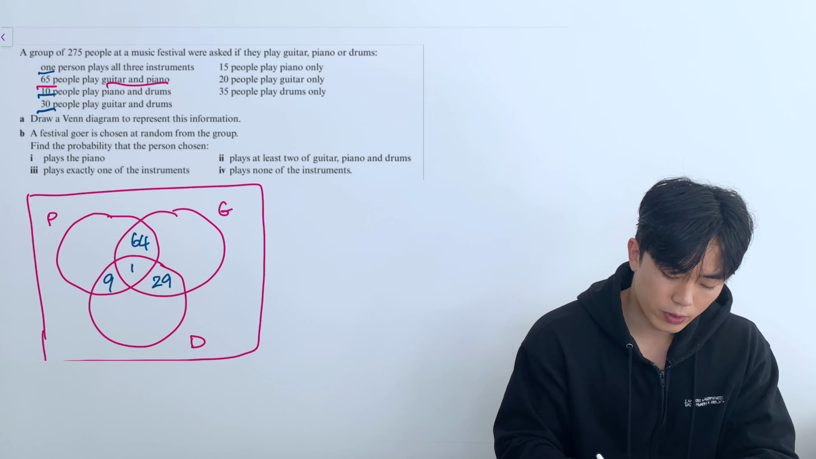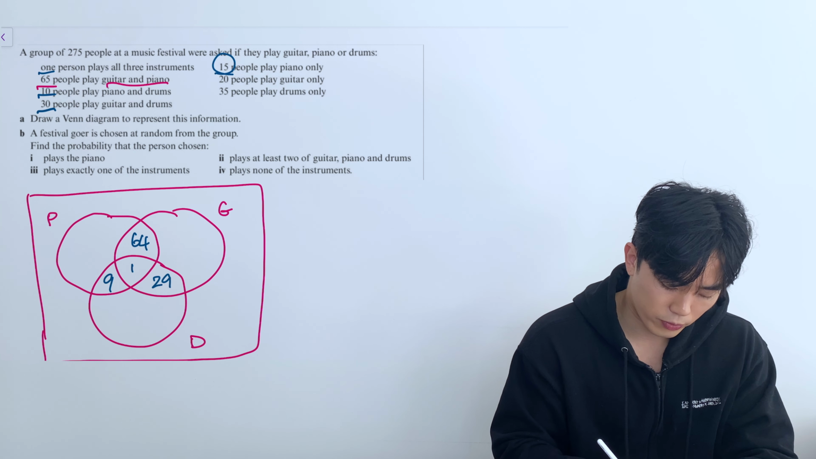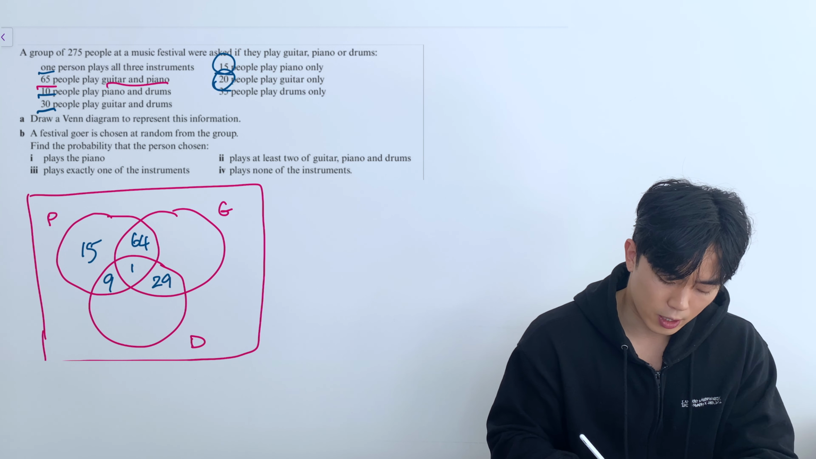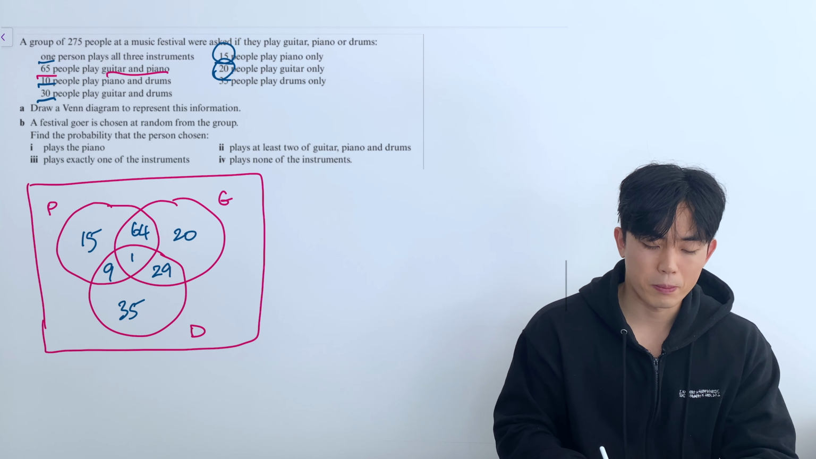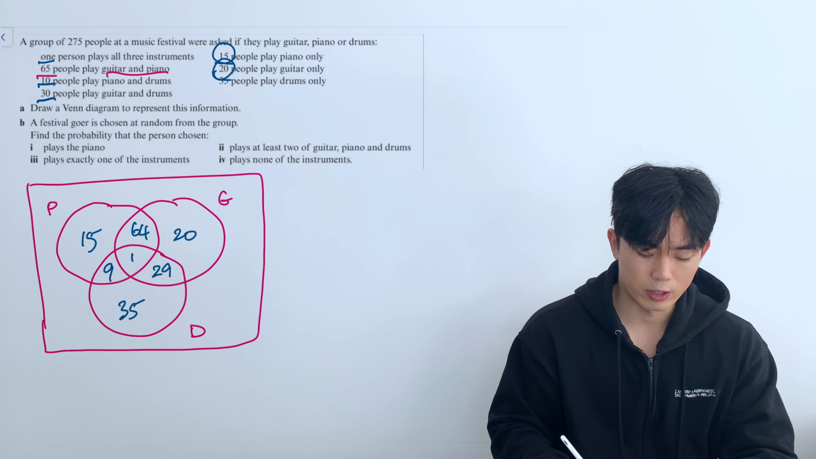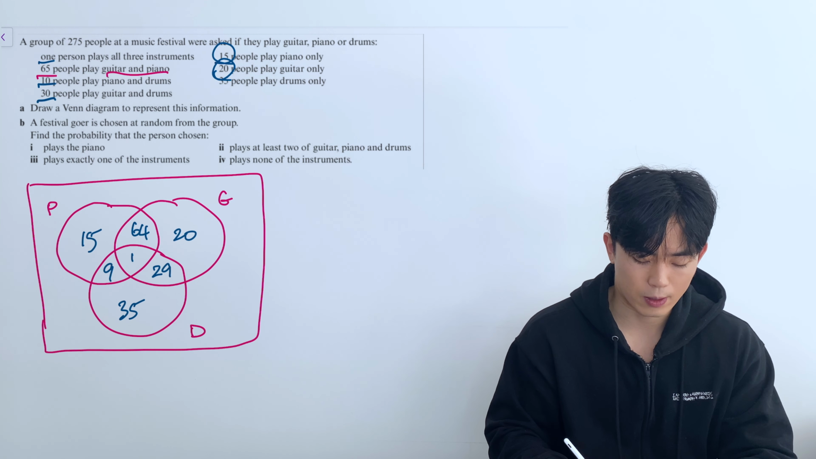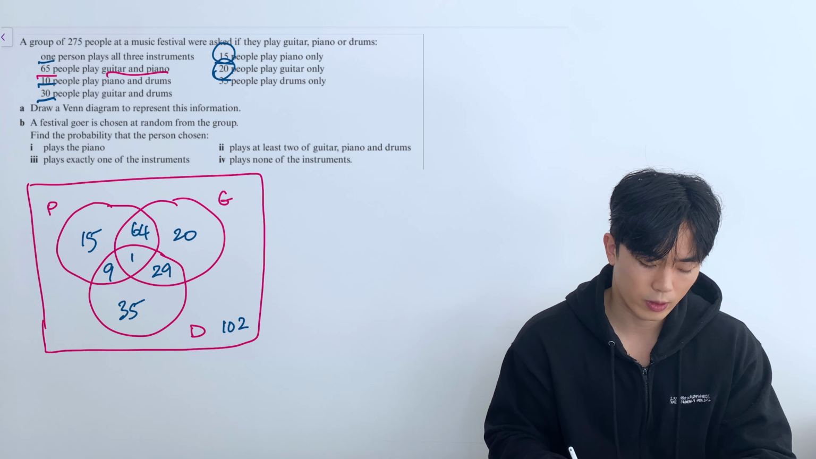Now for piano, 15 play piano only, so it's going to be 15 here. 20 people play guitar only, so 20 here, and 35 will go in here. And remember that we have to make sure we write the number of people who play nothing, so outside, that's going to be 102.